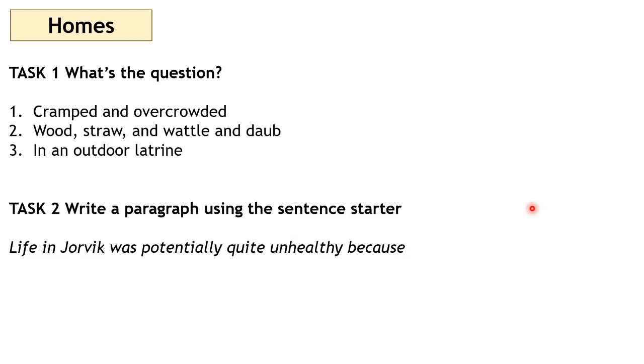Okay, now time for you guys to do your practice. So you can grab your pens. Exactly the same as before. There's 3 questions to write that are going to give me these 3 answers. And then there's a paragraph to write about why life in Jorvik was potentially quite unhealthy. And I want that paragraph to be more than just a sentence, right? You need to give me some developed explanation of the different health risks that life in Jorvik posed. I want you to pause the video now and come back when you're done.